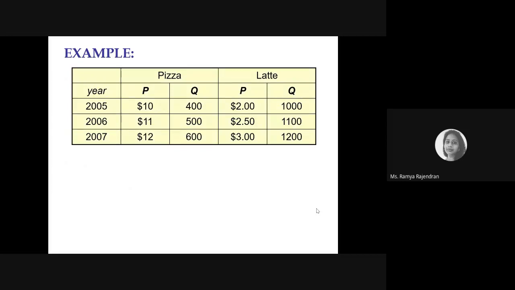Here you have an example of pizza and latte. In 2005, the price of a pizza is $10 and the quantity is 400, whereas for latte the price is 2 rupees and the current number of lattes made is 10,000. And I have a table for three years.